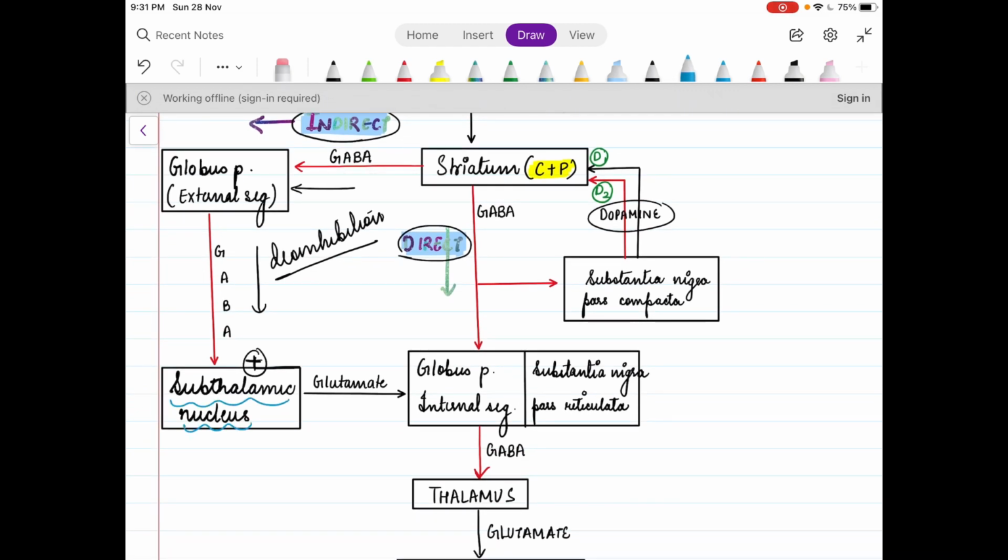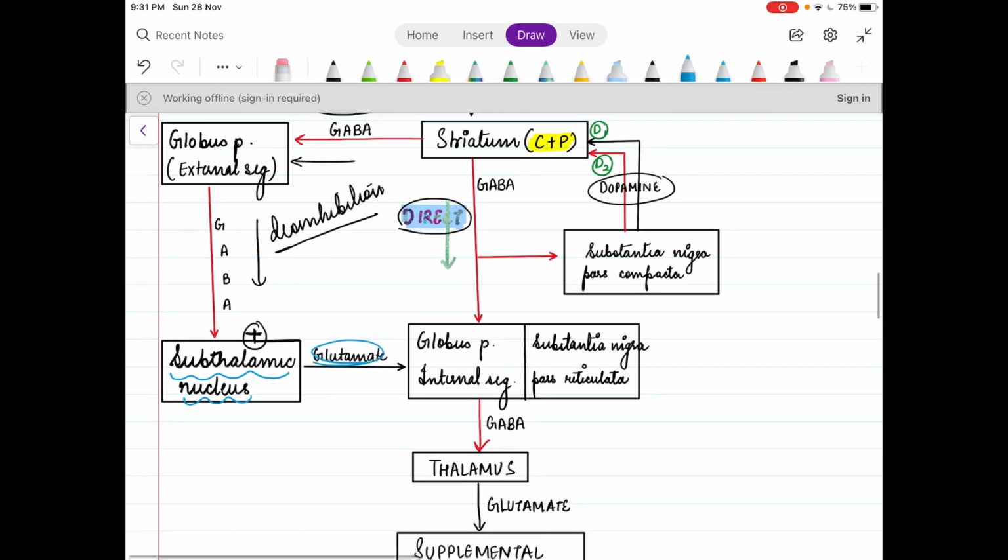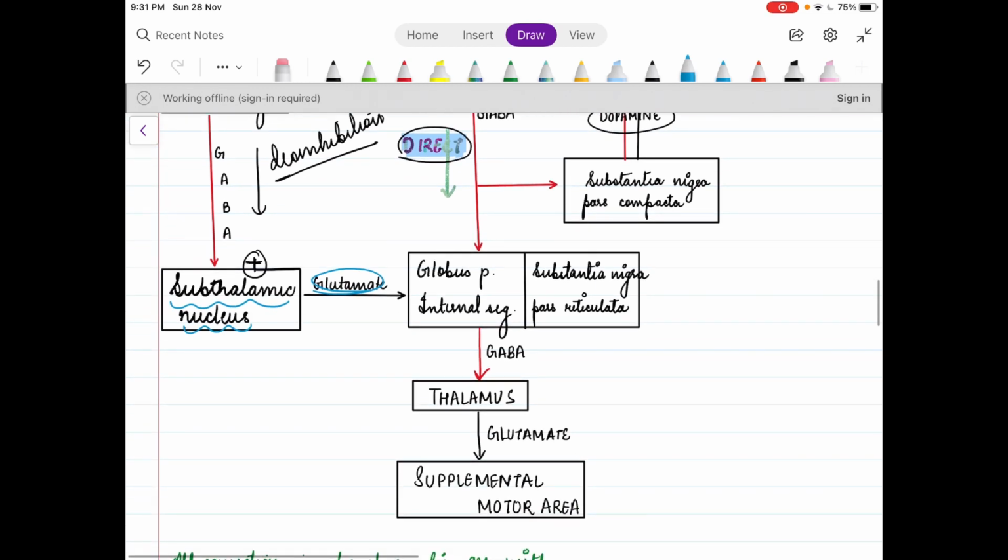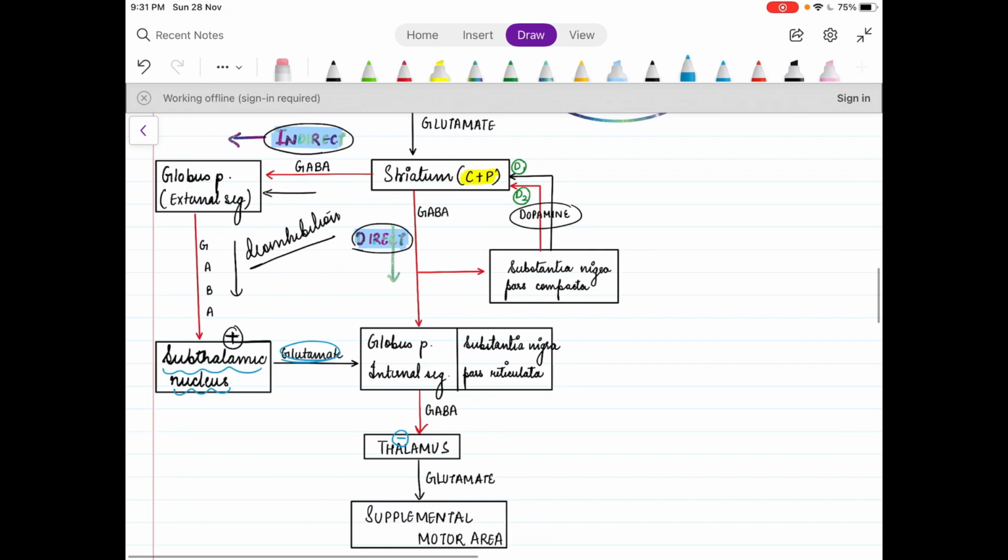nucleus of the basal ganglia. It releases glutamate, which then stimulates the globus pallidus internal segment. The globus pallidus internal segment then releases GABA, which has a negative response on the thalamus. So we can conclude that the indirect pathway ultimately causes an inhibitory response on the thalamus.